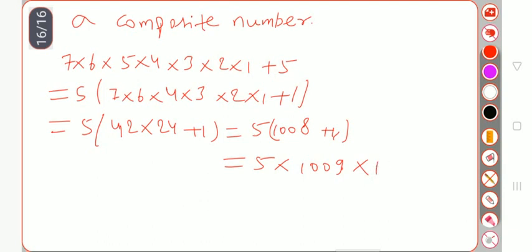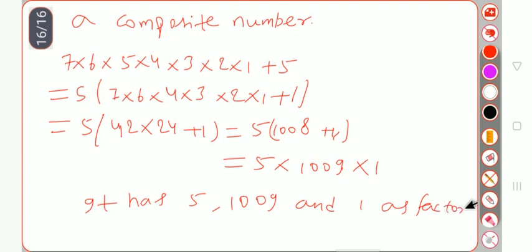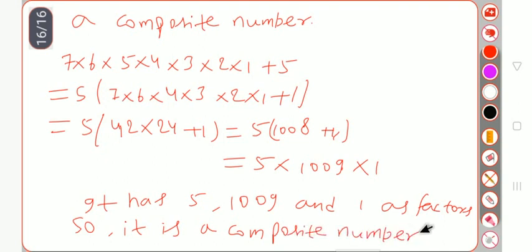So what are the factors? It has 5, 1009 and 1 as factors. So it is a composite number.